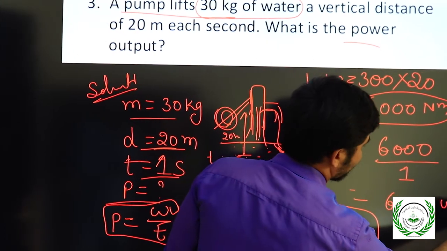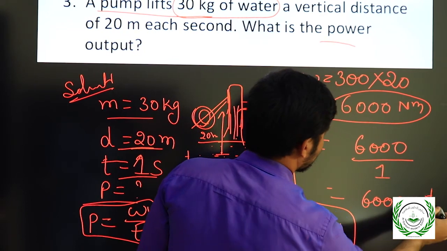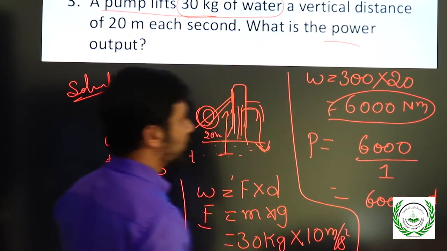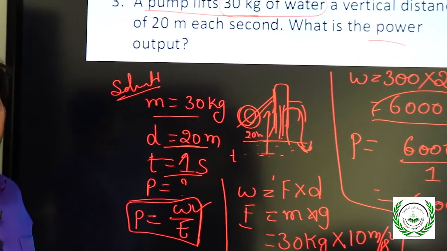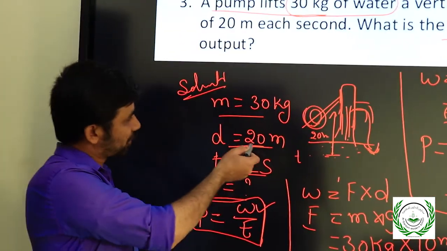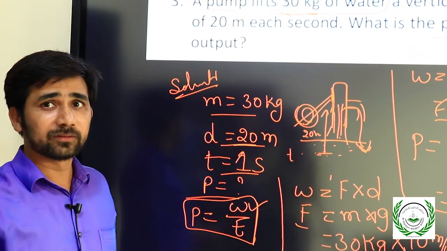Right? Power, what is the unit for the power? Watts. So finally we need 6,000 watts to lift water from the well, which is 20 meters deep, within a second. Right? Okay, clear? Thank you.